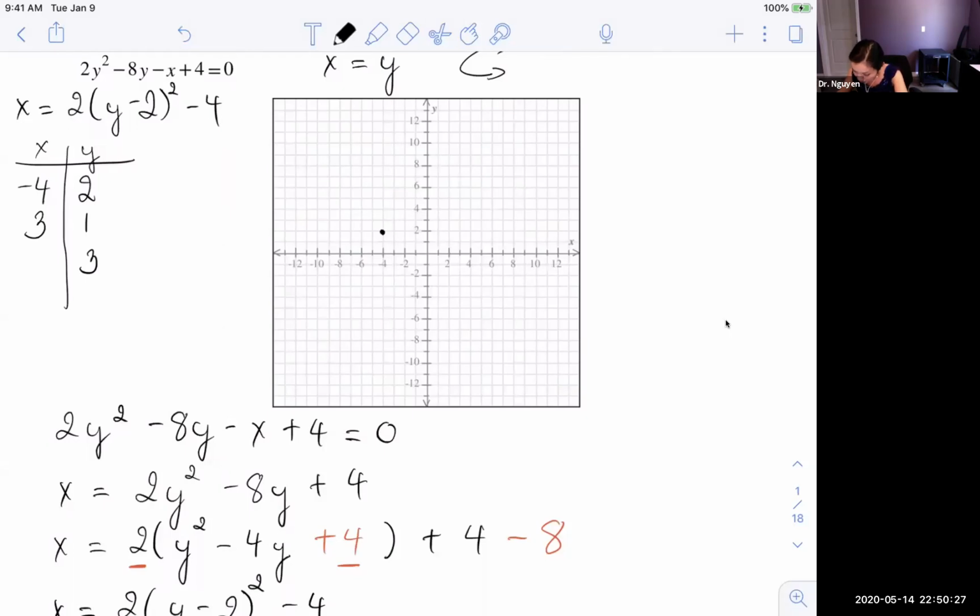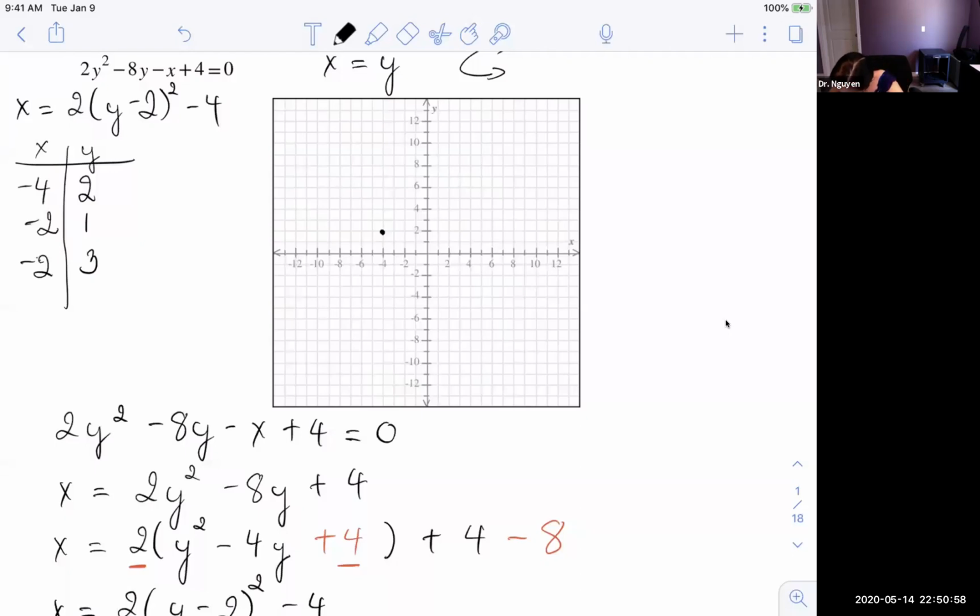So 3 minus 2, 1 squared. Oops, I'm so sorry, I forgot to multiply by 2. So that's not right. Right here, I forgot to multiply by 2. So 1 squared is 1, times 2 is 2, 2 minus 4 is -2. Yeah, we got it. It's the same point.